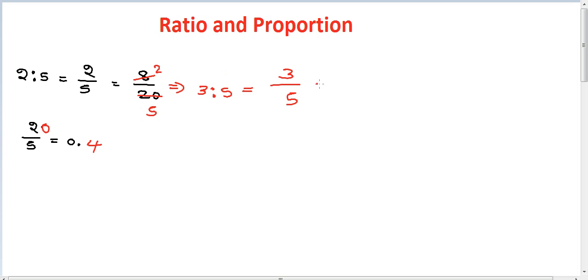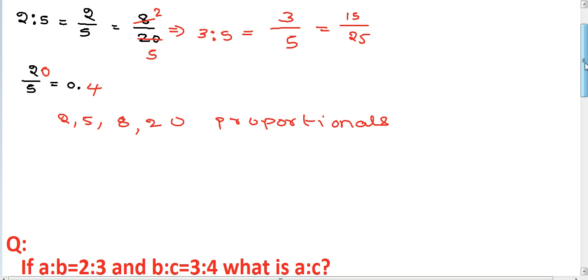3/5 equals 15/25. Okay. Here the terms 2, 5, 8, 20 are called proportionals. Here the terms 3, 5, 15, 25 are called proportionals.